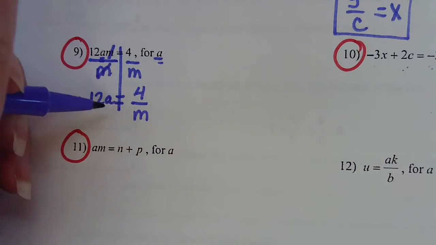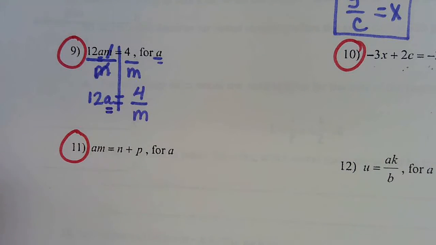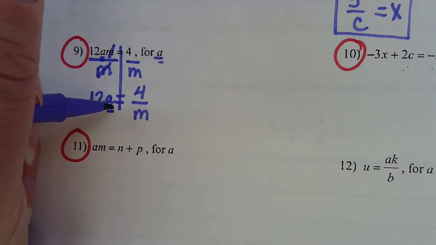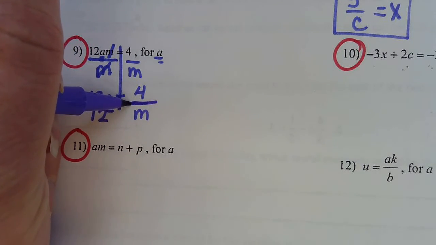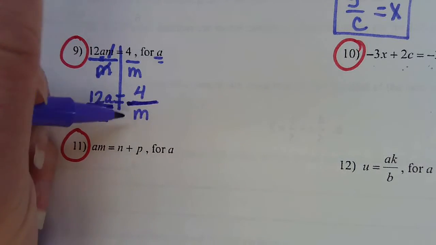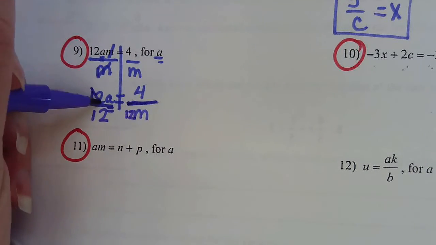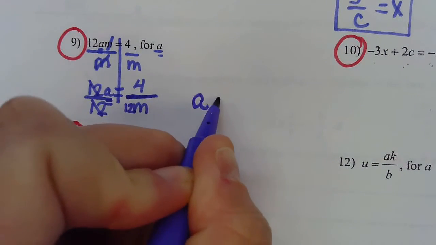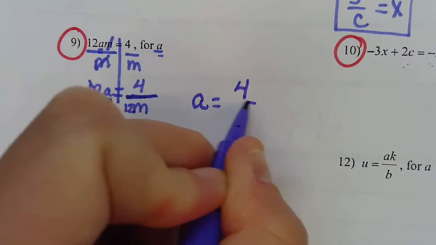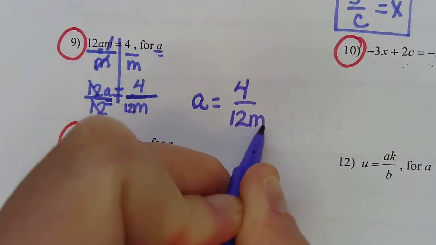I want to get A by itself. Divide by 12. Now, when you divide by 12, you already have dividing going on over here, so you're just going to put the 12 underneath on that side as well. You could have divided by the 12 and the M at the same time. So your answer is going to be A equals 4 over 12M.